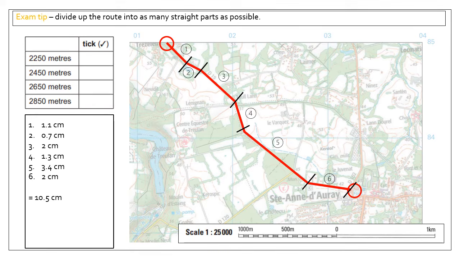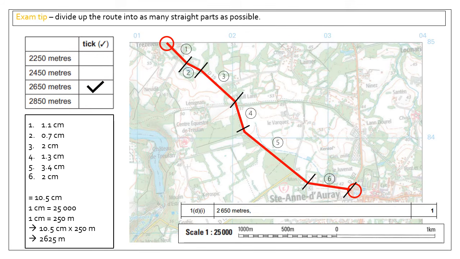So add those all up, get to 10.5. The scale is 1 centimetre to 25,000 centimetres, or 1 centimetre equals 250 metres. And so I would do 10.5 times 250 metres, and that gives me, on my reckoning, 2,625 metres. And so the closest answer would be this one. I check the mark scheme. There we go. So remember, divide up the route into as many straight parts as possible. Use your ruler, make a list, add them up, and then double check the scale.